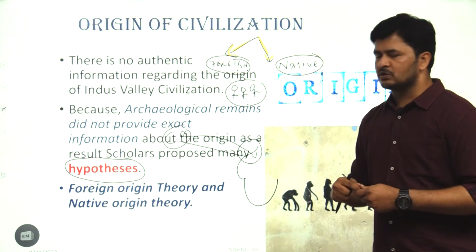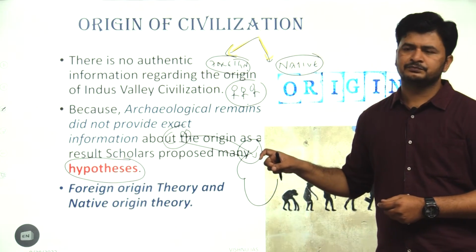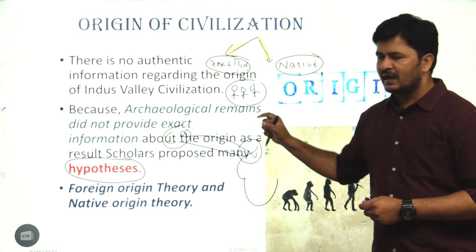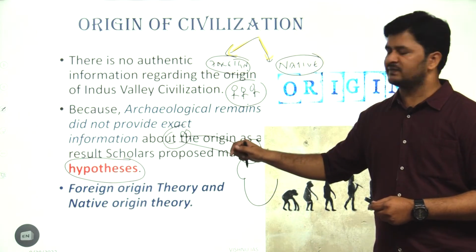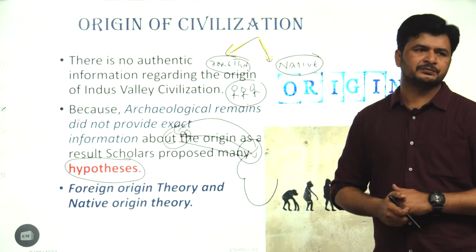And apply the same towards destruction of the civilization. The origin and destruction of Indus Valley civilization both are attributed to foreigners.